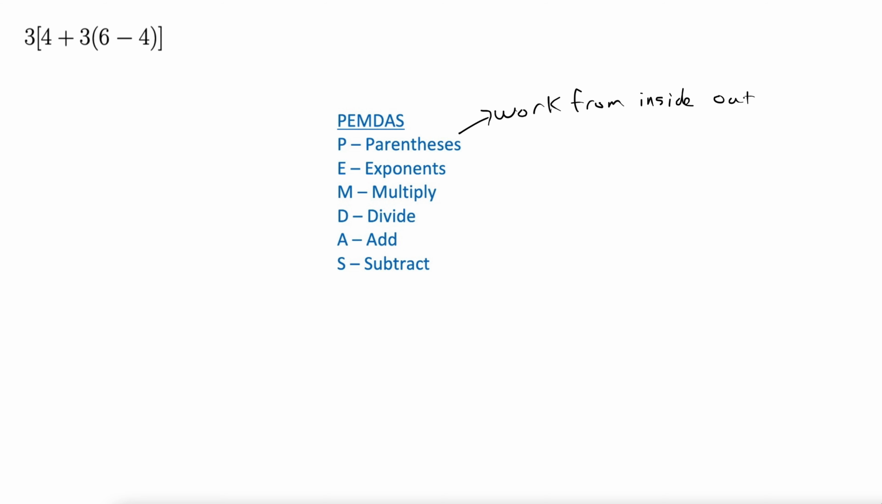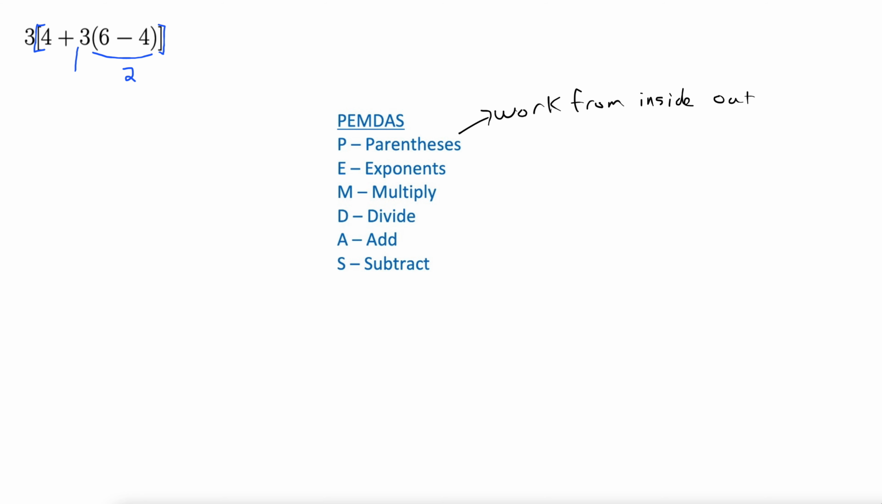Okay, so we're going to start with the innermost parentheses and go from there. So 6 minus 4 is 2. And you don't have to rewrite it each time. Okay, so now we have 3 times 2. So I'm kind of working my way out. I did parentheses, and now we're working inside of these parentheses next.